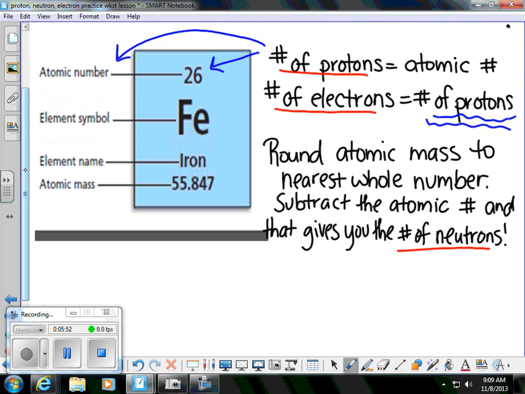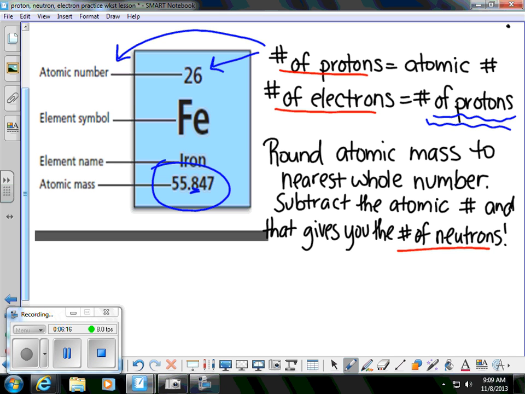We have to take this atomic mass, and we have to round it to the nearest whole number. Now, yesterday we talked about rounding to the nearest whole number. We have to look at the first digit past the decimal. If it's a 0 through 4, that number stays the same. If it's a 5 to a 9, we round up. So in this case, what are we going to do? We're going to round up.